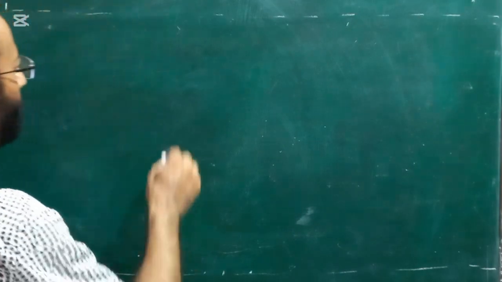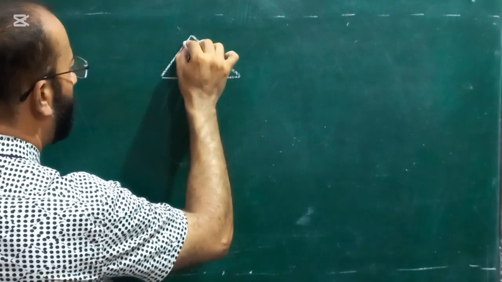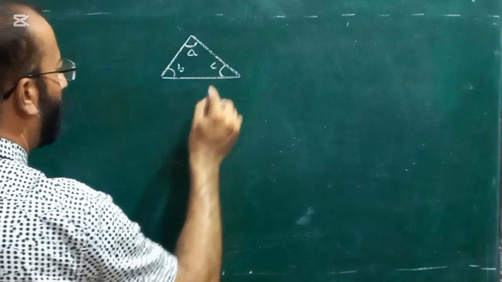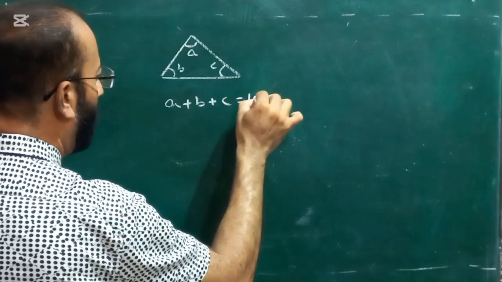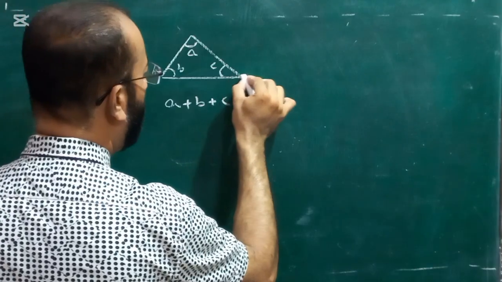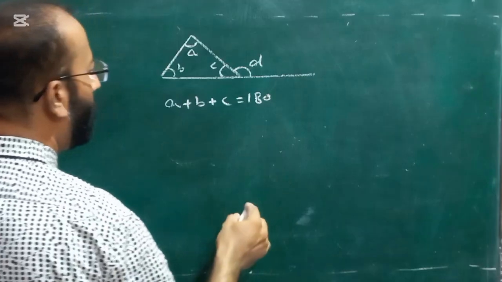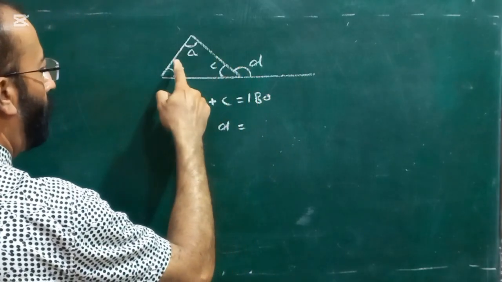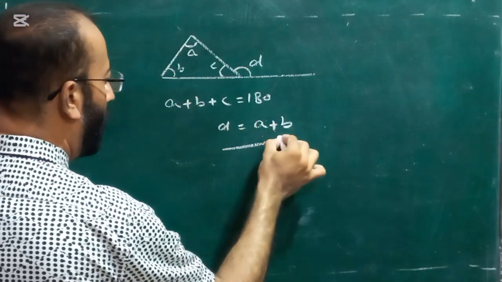Here are some properties of the triangle. For example, here is a triangle. If this angle is A, this is B, this is C, then the sum of the angles of a triangle is 180 degrees. And another property is this one. If we extend any one side, this is another angle D. So the exterior angle is equal to the sum of the opposite interior angles. So this is another property.